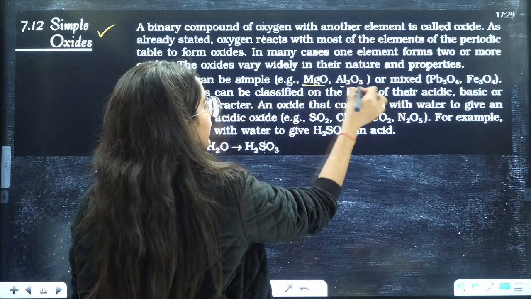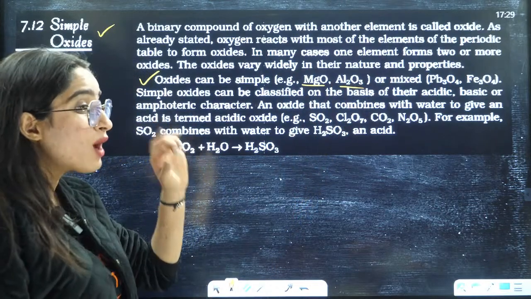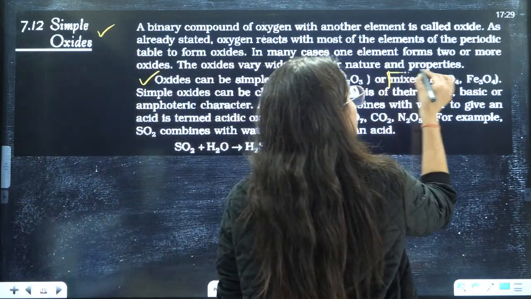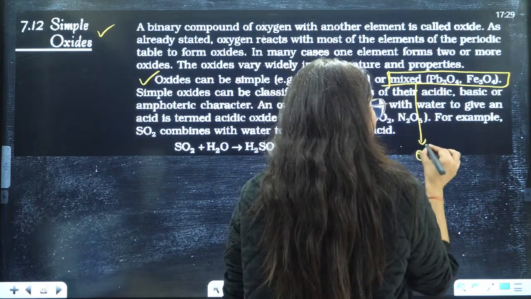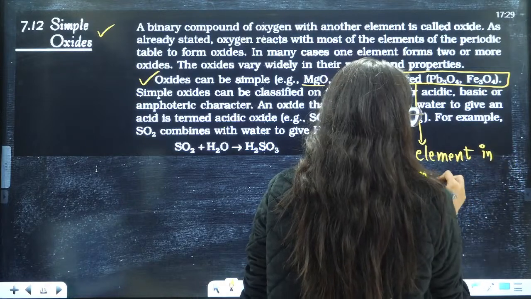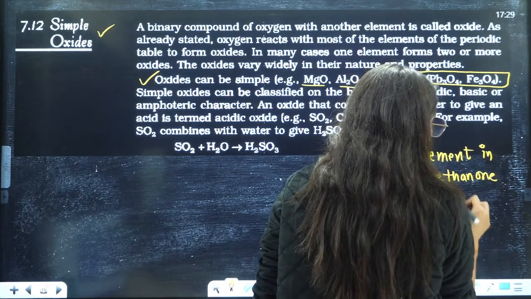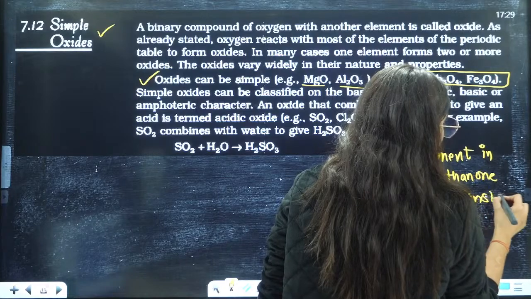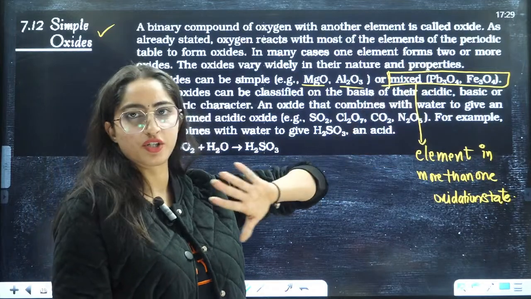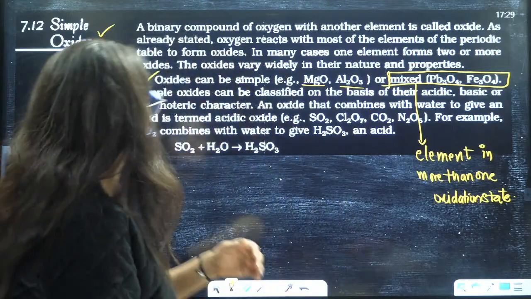Simple oxides, like when you have MgO, Al2O3, these are simple oxides. Or mixed oxides. Let us see the examples of mixed oxides, right? In the mixed oxides, this element will be in more than one oxidation state. These are called the mixed oxides, right? So here Pb is in 2 oxidation states. Here iron is in 2 oxidation states. These are called the mixed oxides, right?